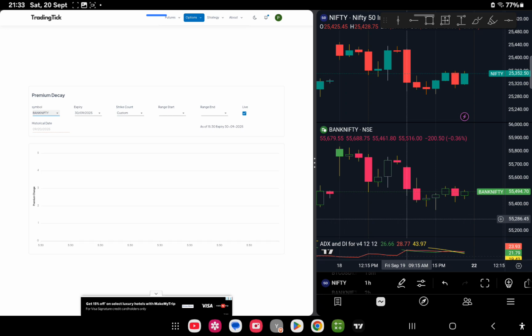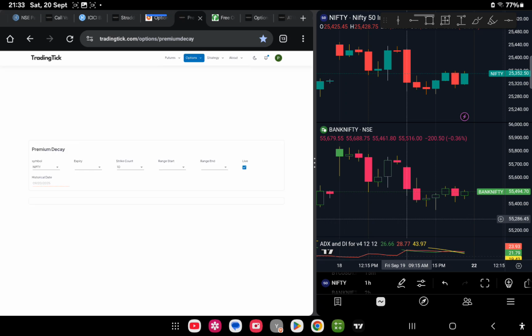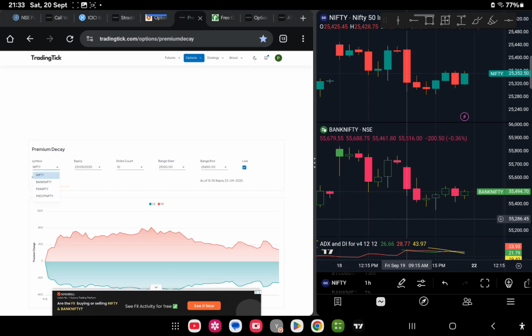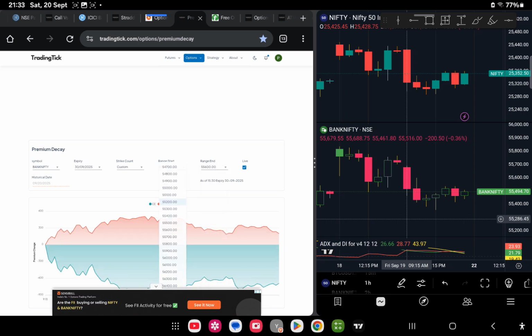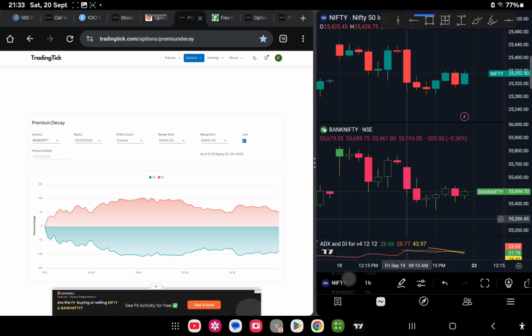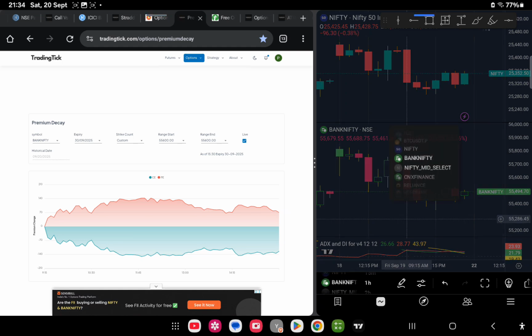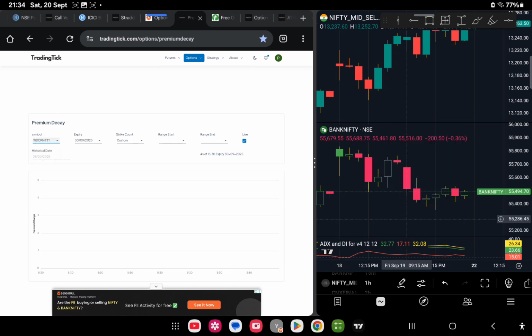Let's take 55,600. Let me refresh it. So we'll select Bank Nifty, 55,600 on both sides. So you could see from the very start sellers were on the edge, at the end sellers were winning. Okay, so we'll take Midcap Nifty as well here. So we are trying to do analysis for Midcap. Finnifty and Bank Nifty are the same, so Finnifty is your homework.